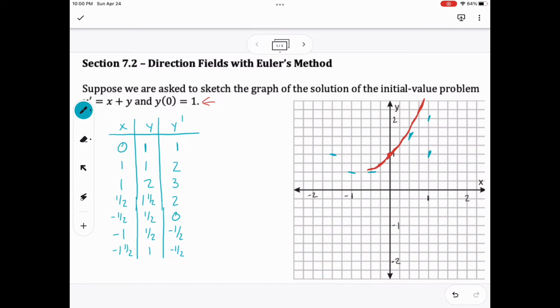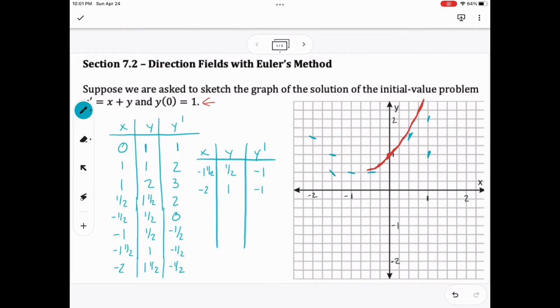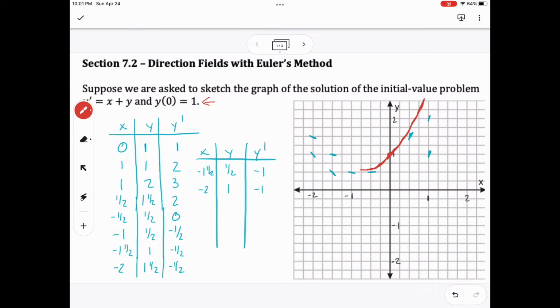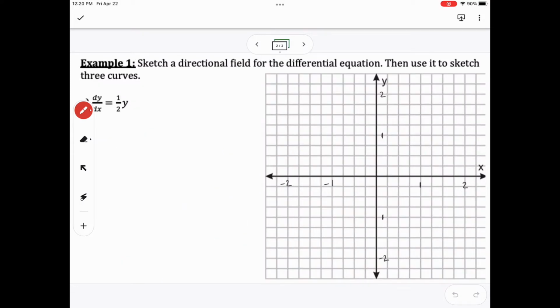As I keep going, (-2, 1) and 1/2 for the y gives me -1/2 as well. If I go a little further over and plug in -1 and 1/2 for my y value, I get -1. So the slope starts to become more negative. Then (-2, 1) is also -1. From here, I can tell the curve starts to teeter back that way with a negative slope, and then becomes steeper as I continue through.